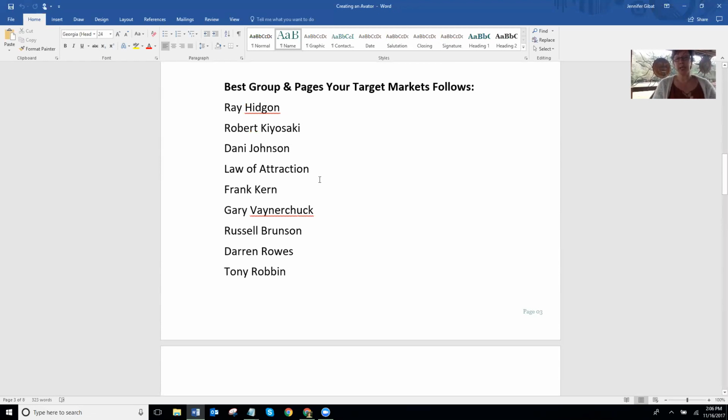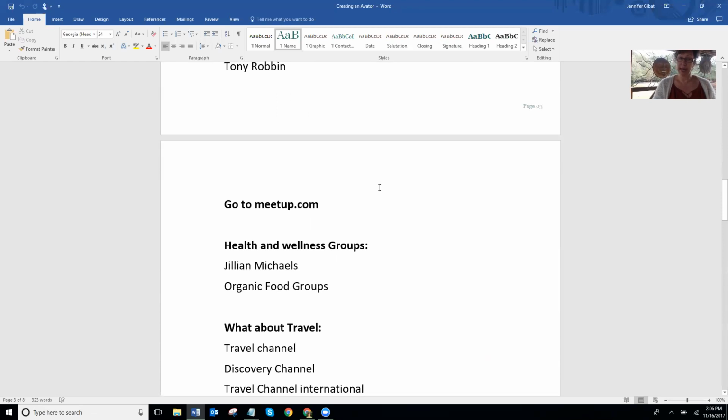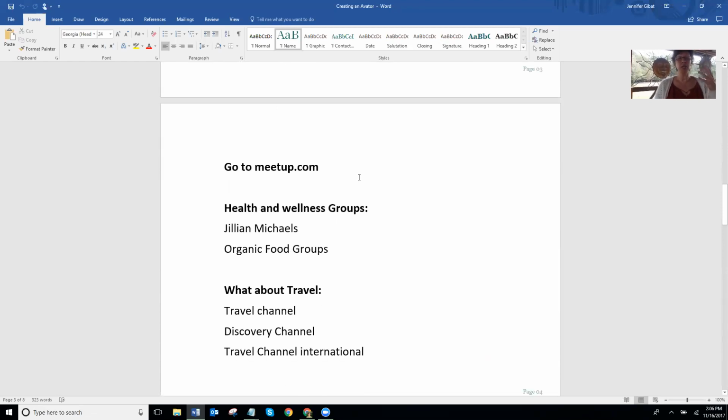So these are the places that we want to go look at. Okay, again, have you thought about Meetup.com? If you're in real estate, you may want to go to some type of real estate event so that you can be networking with like-minded people. This could be an opportunity for you to shine.